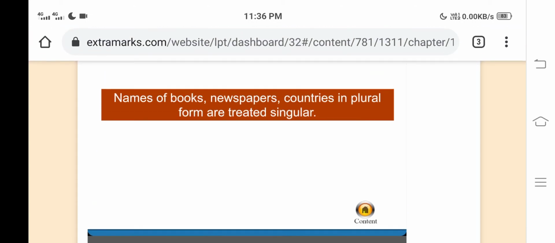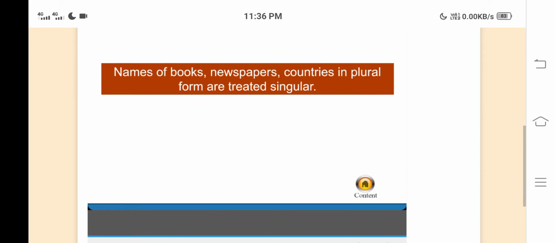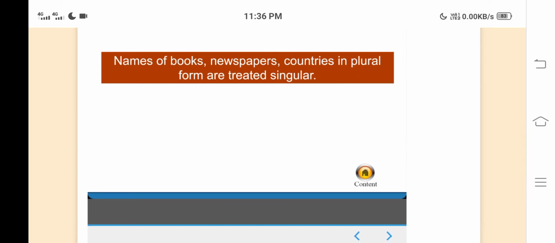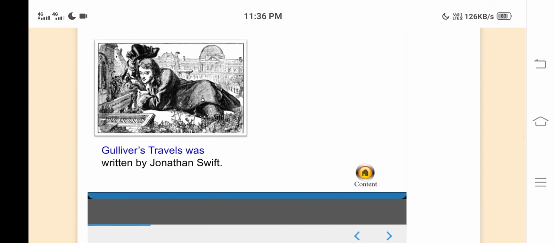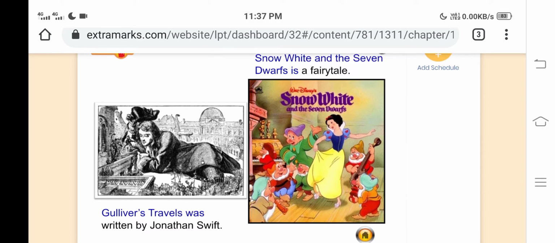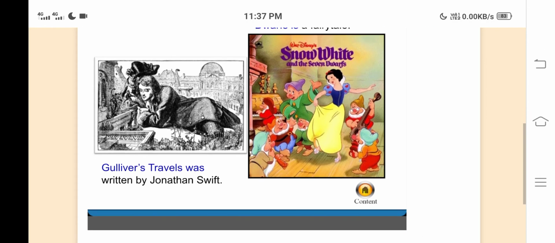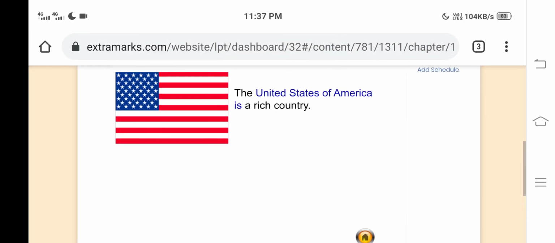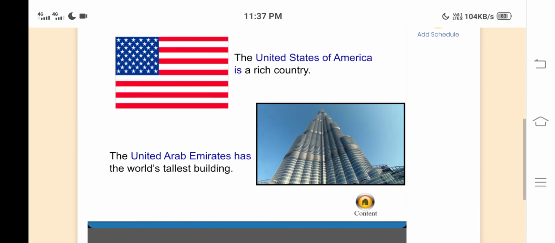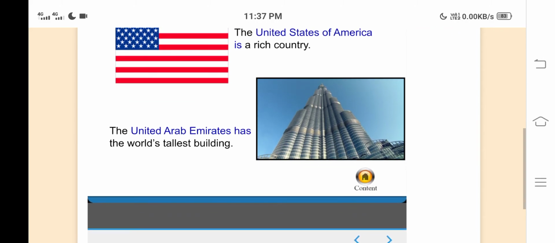Rule 7. The names of books, newspapers, and countries are sometimes in plural form, but they are considered singular. Gulliver's Travels was written by Jonathan Swift. Snow White and the Seven Dwarfs is a fairy tale. Gulliver's Travels and Snow White and the Seven Dwarfs are the names of books. The United States of America is a rich country. The United Arab Emirates has the world's tallest building. Names of the countries are singular.